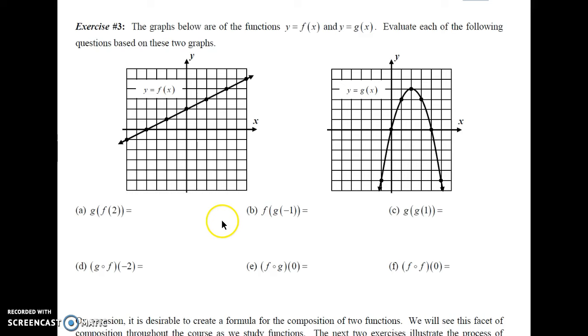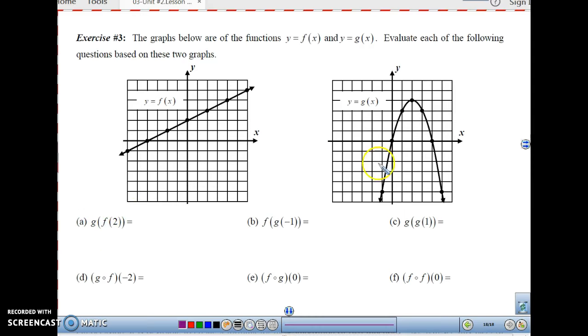Now composition can also be done graphically. The graphs below are the functions y equals f of x and y equals g of x. So this linear function is f of x, and this quadratic function is g of x. So we want to evaluate these functions based on these two graphs. So let's take a look at the first one, g of f of 2.